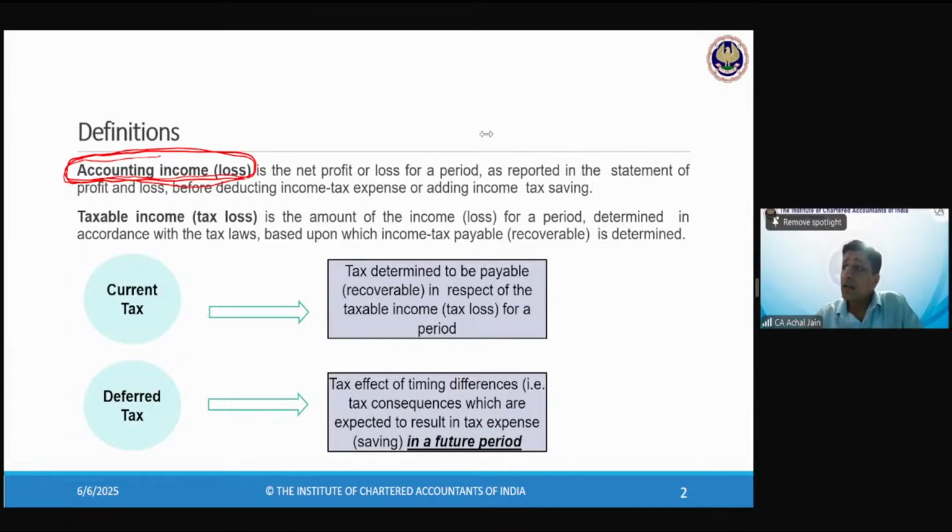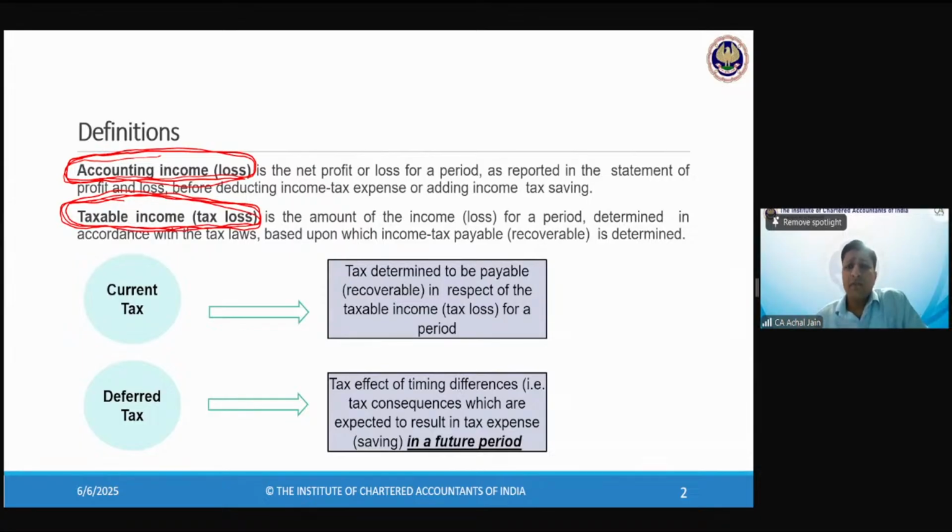But before that, the important point for us is the income which is offered to income tax, or the loss which is offered to income tax for computing the income tax. What do you call it? Taxable income or taxable loss. Okay, this part is clear. Now, very good. Next.